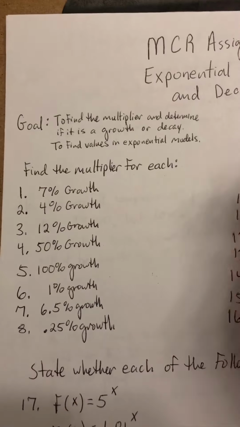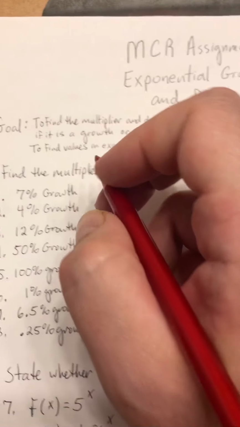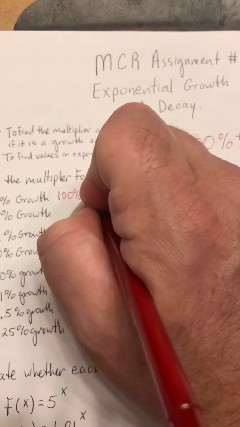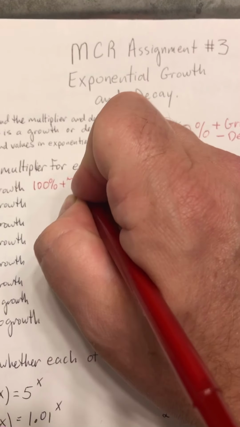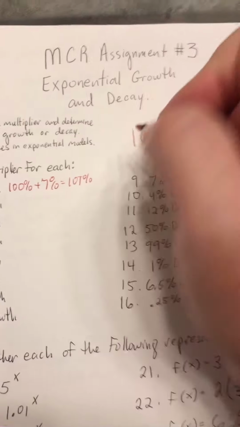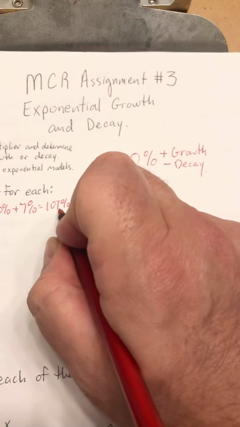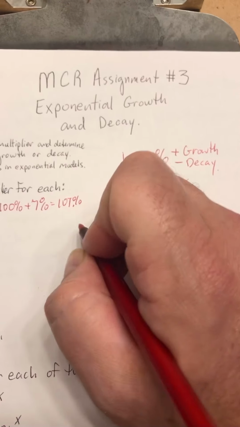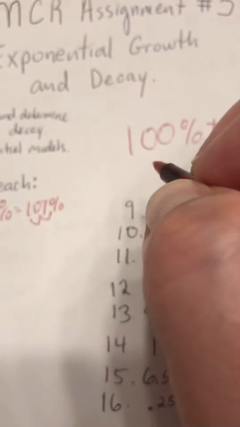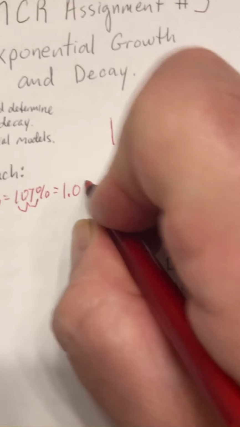So for number 1, this one has 7% growth. So we would start with 100% of what we have, and we add 7% growth to that. That gives us a total of 107%. Now remember, there's an invisible decimal here, so to remove the percent symbol, you simply move the decimal 2 places to the left. So our multiplier is 1.07 for that particular value. So that's how you would do that.